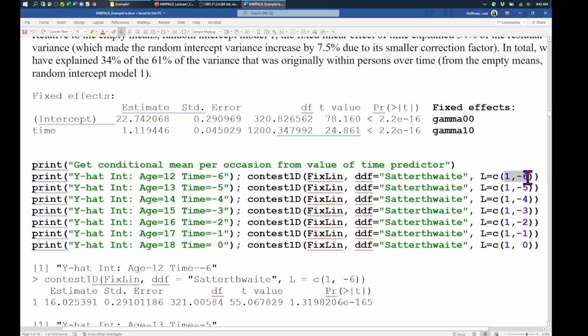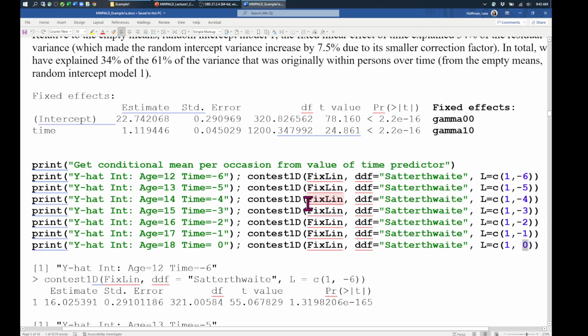So do you see the two numbers in each of these statements? They are multipliers of their corresponding fixed effects in order of entry into the model. So what I'm asking for here is the predicted intercept at age 12, which is a function of starting at 1 times the intercept, plus -6 times my slope fixed effect, because -6 is when we're at age 12 relative to time centering. So it's -6, -5, -4 as we go from 12 to 13 to 14, ending at 18 as the 0.